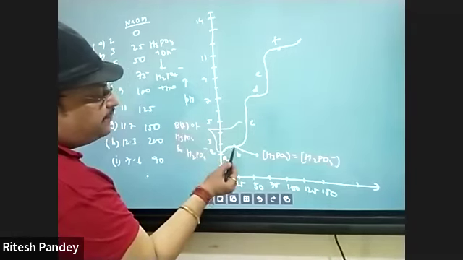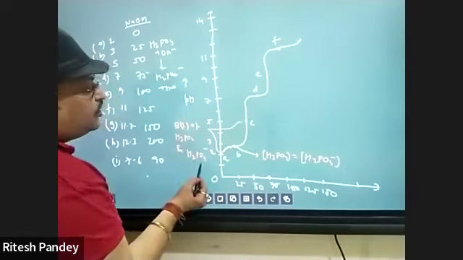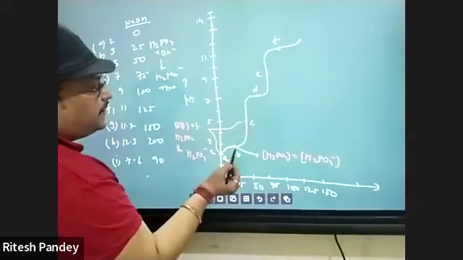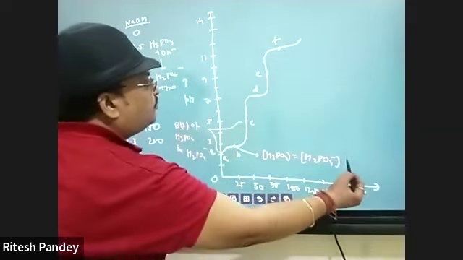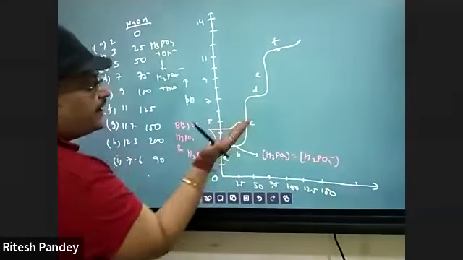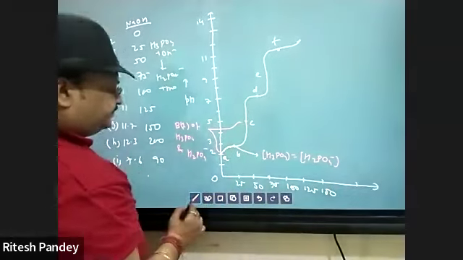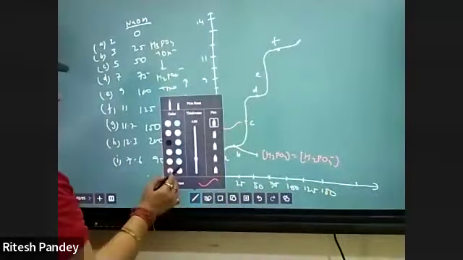Naturally, H3PO4, when you come from B to A, phosphoric acid will be more, and when you go from B to C, H2PO4 minus will be more. But the further the ratio goes from 1, the more the slope will increase. So this is the point where the slope is the minimum. Yes or no?